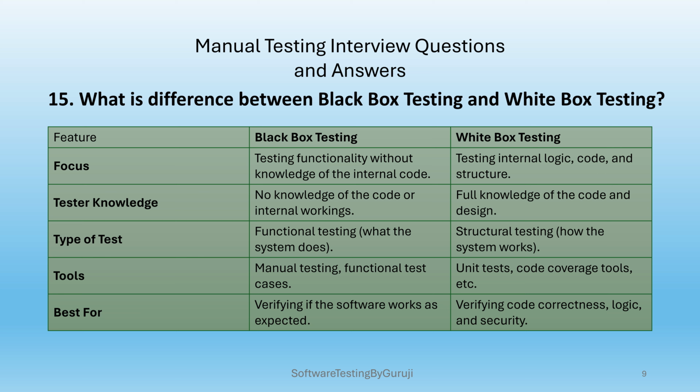Black box testing, type of test: functional testing, what the system does. White box testing, type of test: structural testing, how the system works. Black box testing tools: manual testing, functional test cases. White box testing tools: unit tests, code coverage tools, etc. Black box testing is best for verifying if the software works as expected. White box testing is best for verifying code correctness, logic and security.